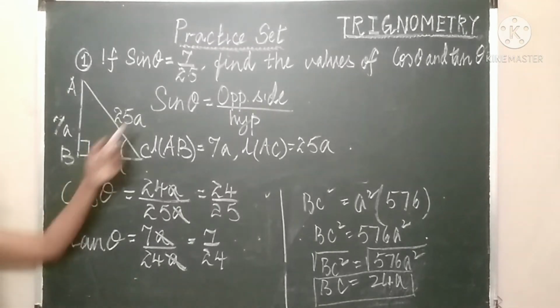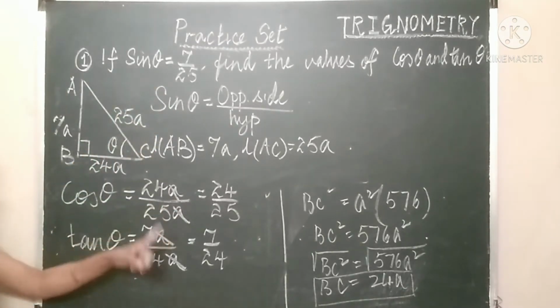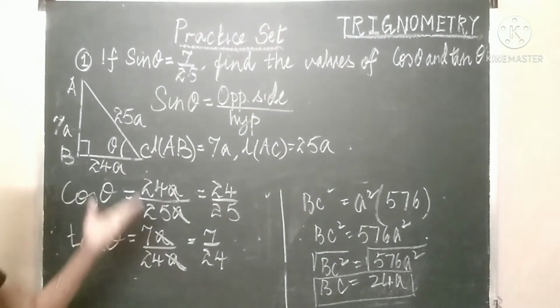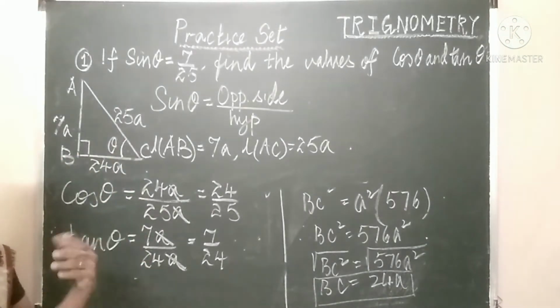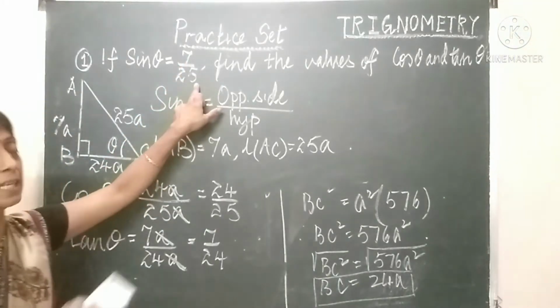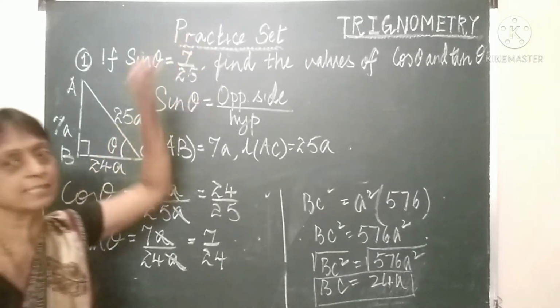So we know sin theta, we know cos theta, we know tan theta. Children, if they ask you the multiplicative inverse values, what are they? Definitely children, it is so easy. If sin theta is 7 upon 25, cosec theta will be 25 upon 7.